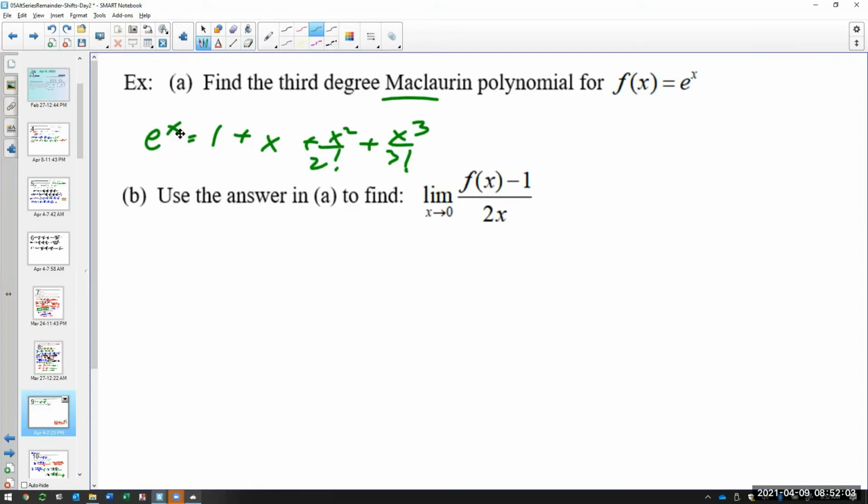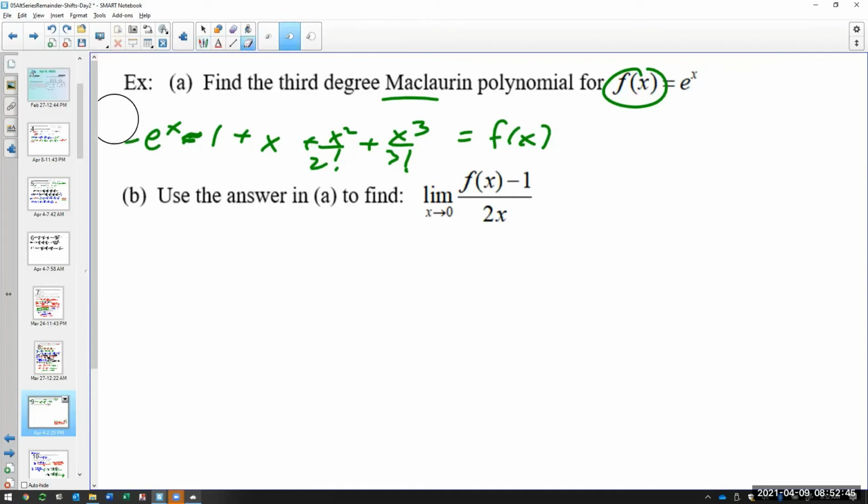Everybody good there? And technically, this should be a squiggly because e to the x is only equal to this if you go to infinity. It's not equal if you just take the first 4 terms. Now use this answer to find this limit. At this point, I want you guys to tell me what to do because there's multiple ways to do this problem, and what I do may not be what you see to do on a test. This right here is f of x, the 3rd degree polynomial.